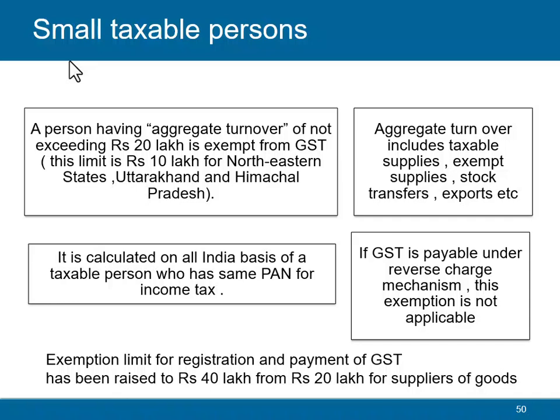Now, normally it is a supplier of goods or services who is supposed to pay tax. The recipient doesn't have to pay tax. Of course, he suffers the tax, but the tax which is paid to the government is by the supplier of goods and services. But in some cases, it is not the supplier of goods or services, but the recipient who has to pay tax. Okay, fine.